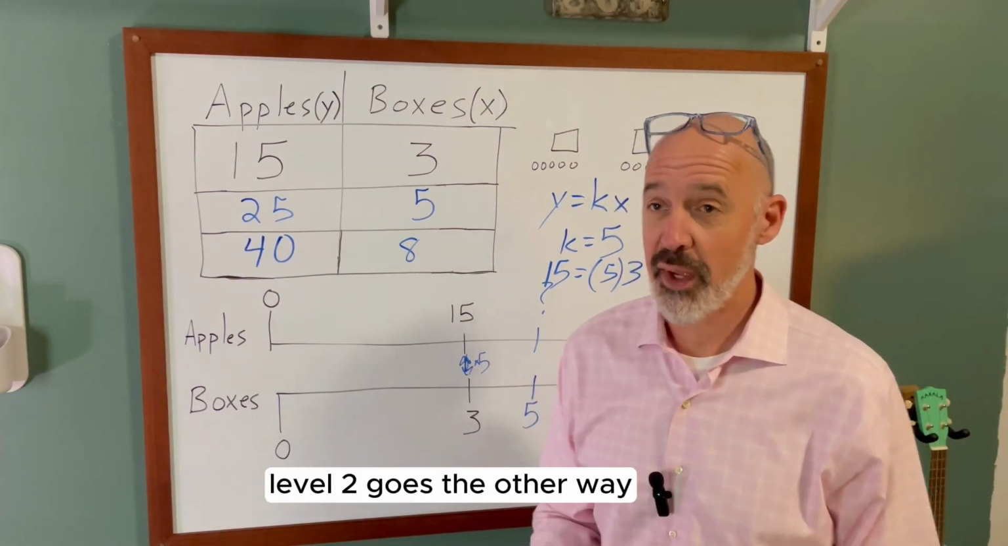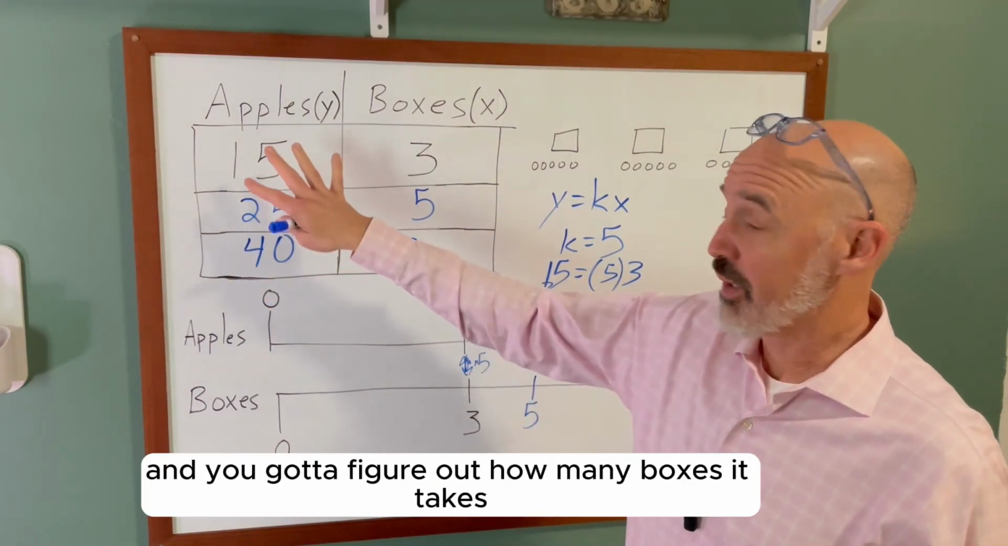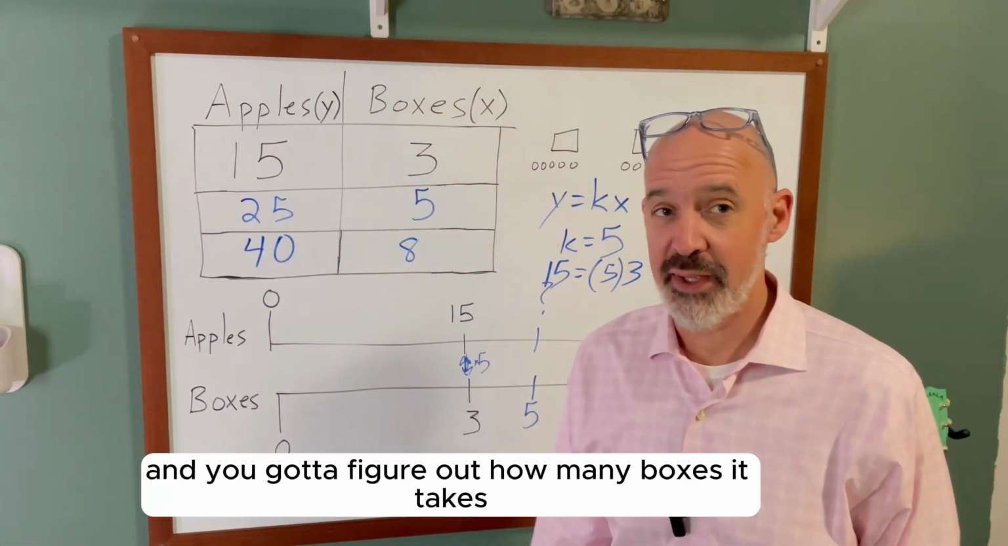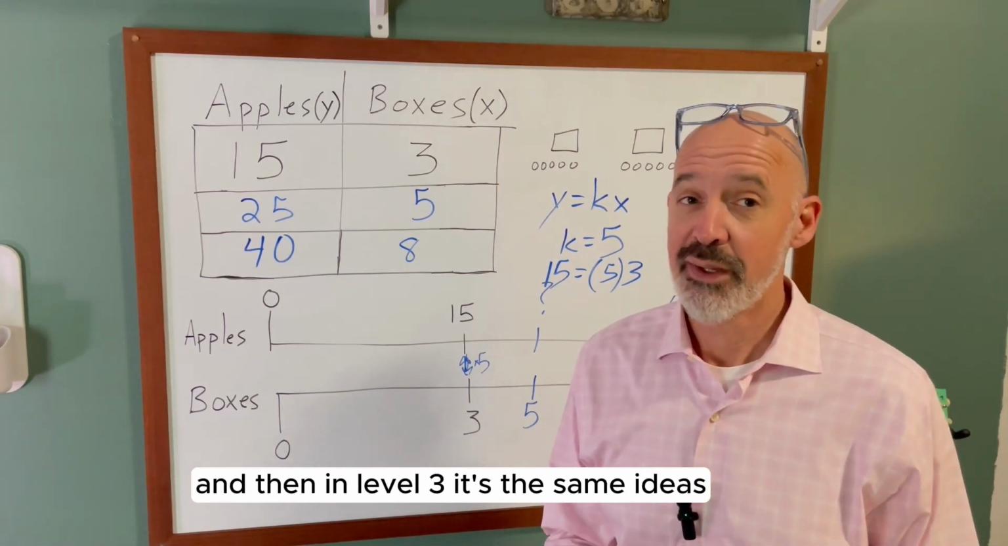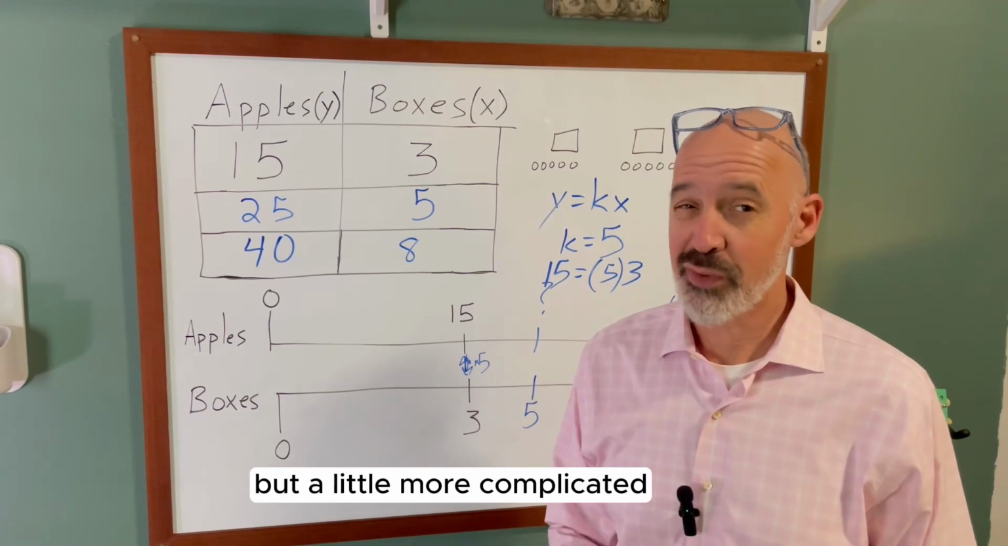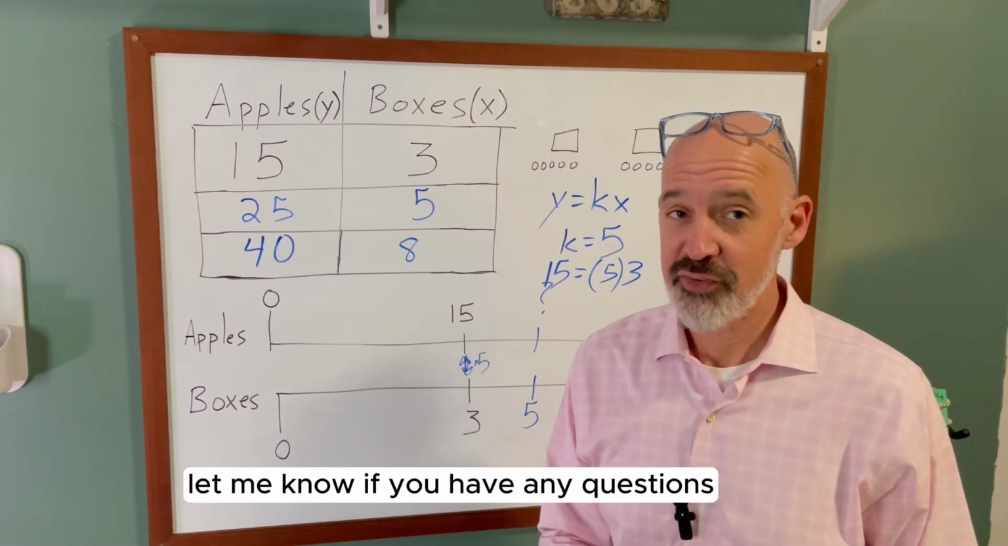Level 2 goes the other way, where you're given a number of fruit or vegetable, and you got to figure out how many boxes it takes. So it's going to be a fraction. And then in level 3, it's the same ideas, but a little more complicated. Good luck, have fun. Let me know if you have any questions.